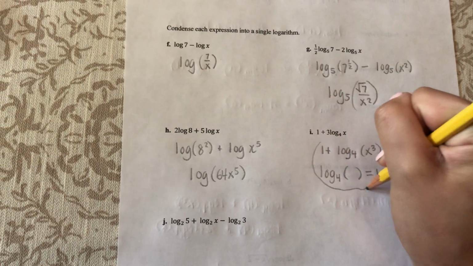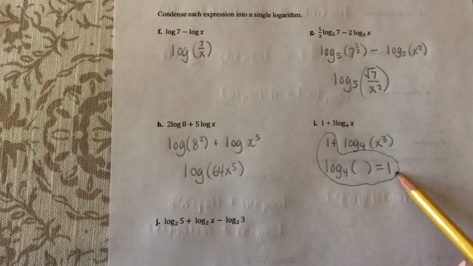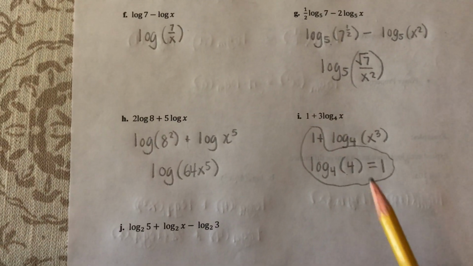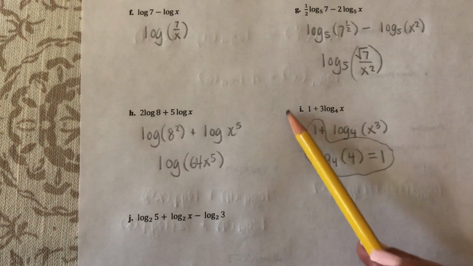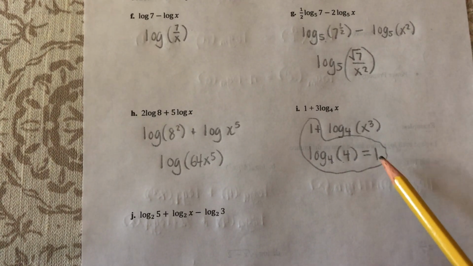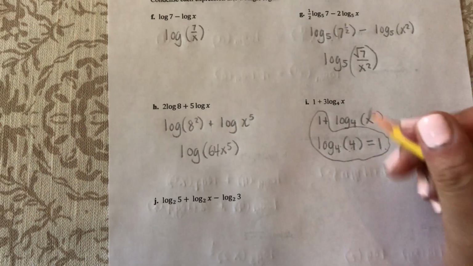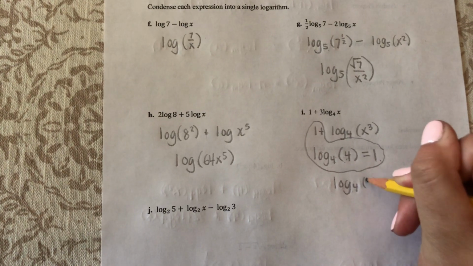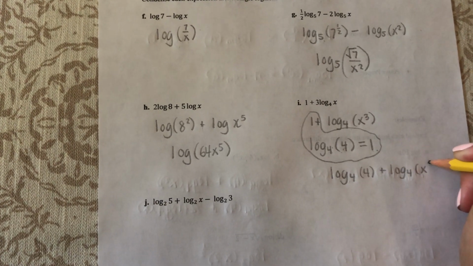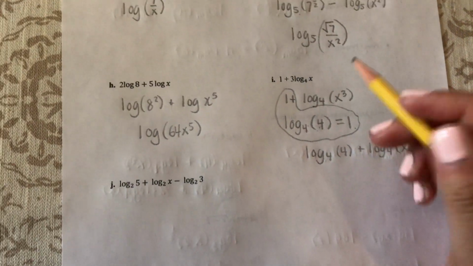4 to what power? 4 to the first power is this. When I unravel it, it's 4. So anytime you want to convert 1 back to a log when you're condensing, you just put the same base here as well. Log base 4 of 4 equals 1. If you do put this in a calculator, it does equal 1 because 4 to the first equals 4. So I'm just going to convert 1 to log base 4 of 4, because in this case, log base 4 of 4 is the same as 1. And I see an addition sign now, so I'm going to use my product property to condense with multiplication.